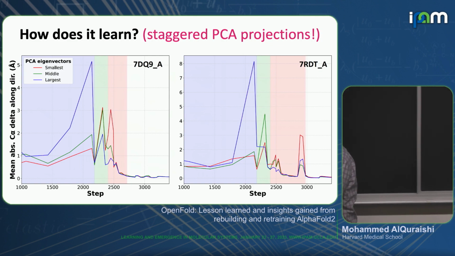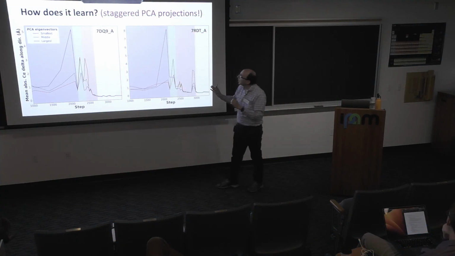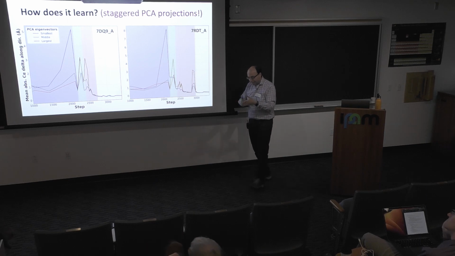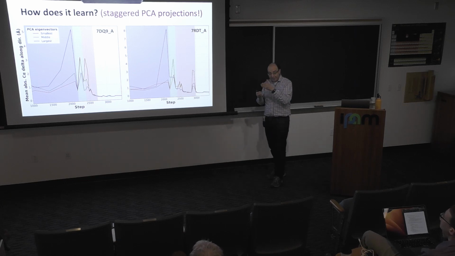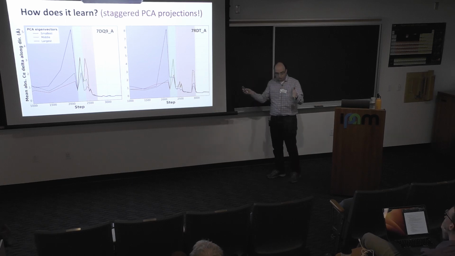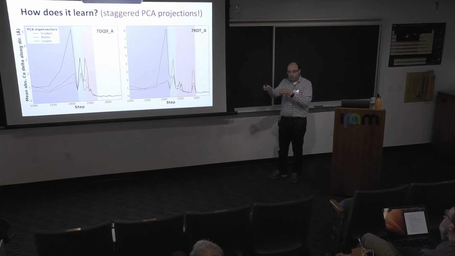So let me try to build a case for this using the following figures. Here, as the model is training, we look at the mean displacement in Cartesian space, in terms of how the atoms are moving as you're making these predictions. And then we compare these to the various PCs that we derive from the final 3D structure. We take the final 3D structure, we know its spatial extent along the three primary axes, and then we go back to the early phases of training and look at how the atoms are moving relative to those various axes.